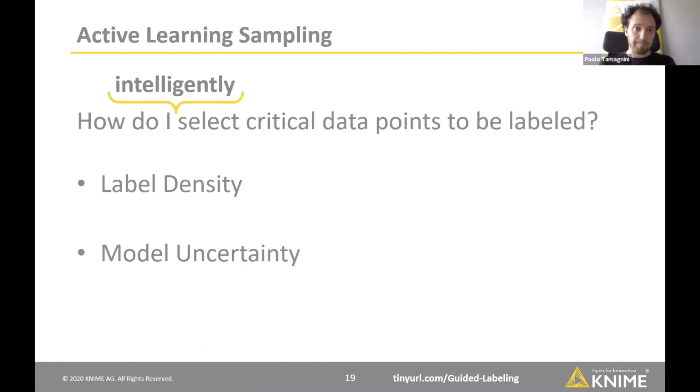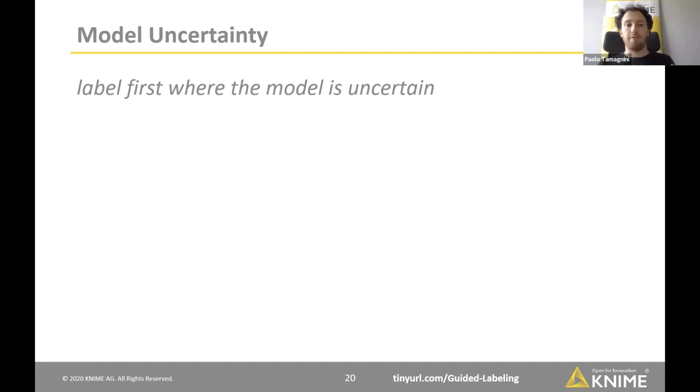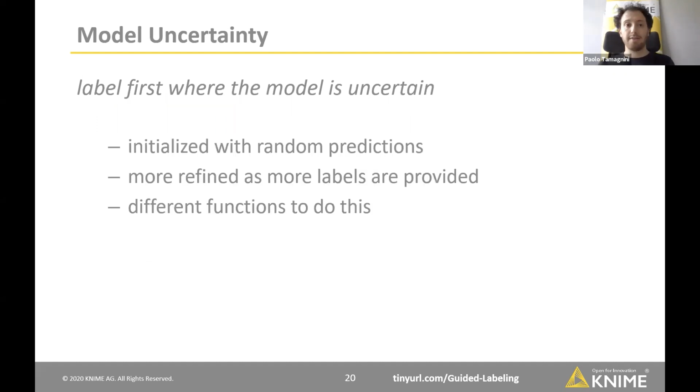Okay, so let's go now to the second topic, model uncertainty. How do we actually use model uncertainty to do active learning sampling? We want to label first where the model is really uncertain. This means that we are going to initialize with random predictions, because in the beginning the model is not certain about anything because it doesn't exist yet. And then this gets refined as the model achieves a good performance. When the model has achieved a good performance, you have a measure of where it's sure of its prediction or not sure at all of its prediction.